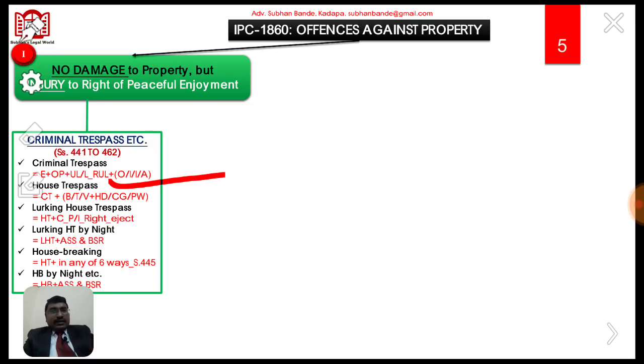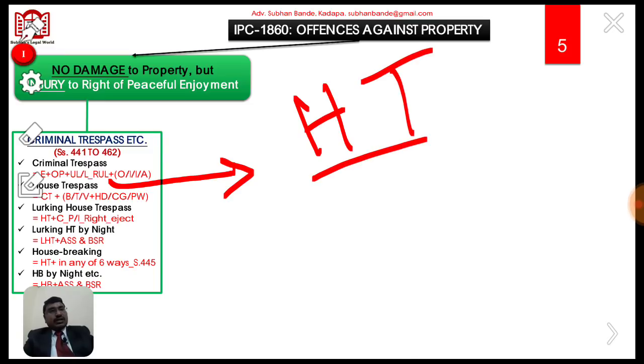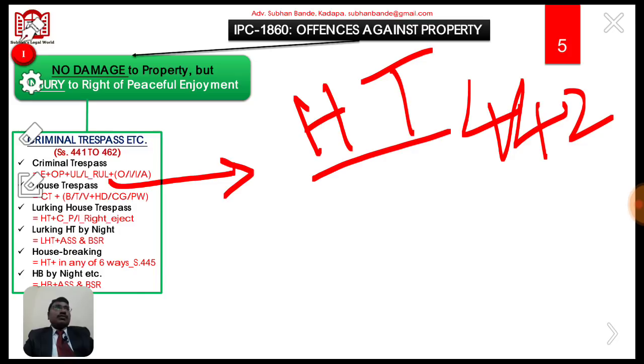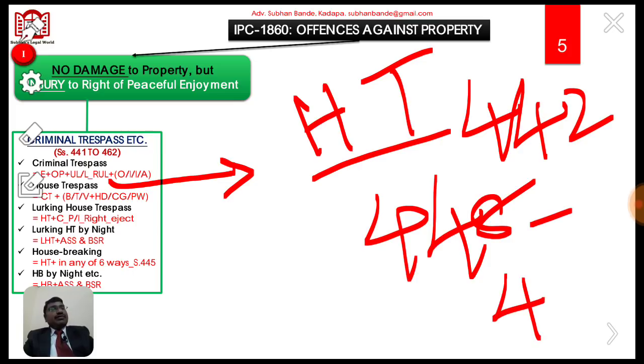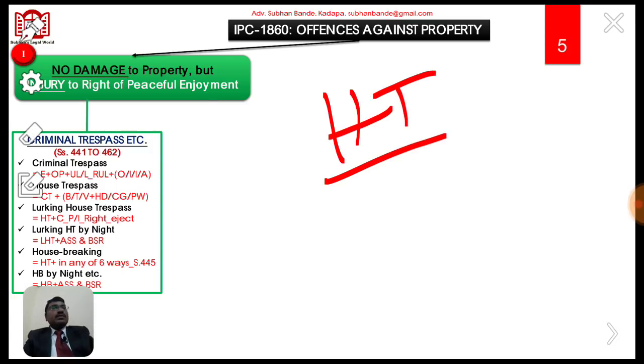Here, the next aggravated form of criminal trespass is house trespass. House trespass is defined under section 442. Here the provisions related to house trespass are discussed under sections 448 to 452. These are the provisions related to house trespass. Now, for every house trespass, there should be a criminal trespass.